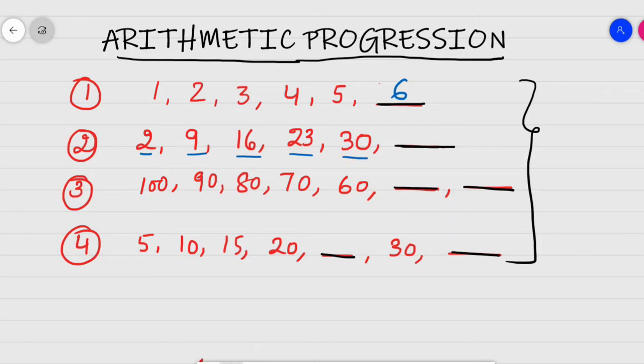How is this sequence moving? This sequence is moving with plus 7. When you add 2 plus 7, you are getting 9. When you add plus 7, you are getting 16. Then when you add plus 7, you are getting 23. Then when you add plus 7, you are getting 30. Now the next number is 37.